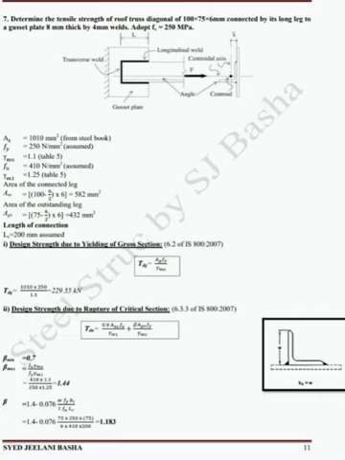Hi, today we are going to discuss tension members. So, a problem on tension members. Determine the tensile strength of a roof truss diagonal of 100 x 75 x 6 mm connected by its longer leg to a gusset plate of 8 mm thickness by 4 mm weld. Adopt Fy equal to 250 MPa.